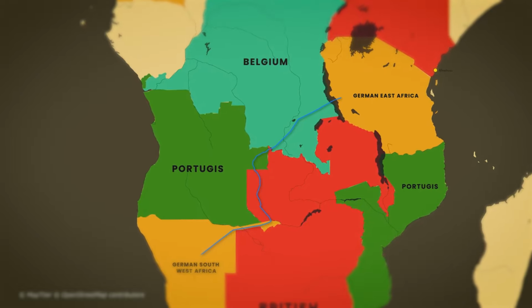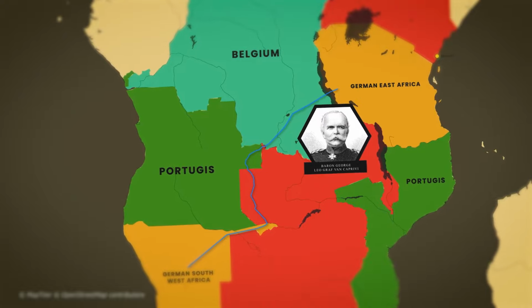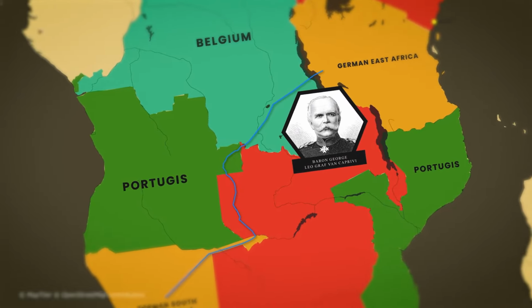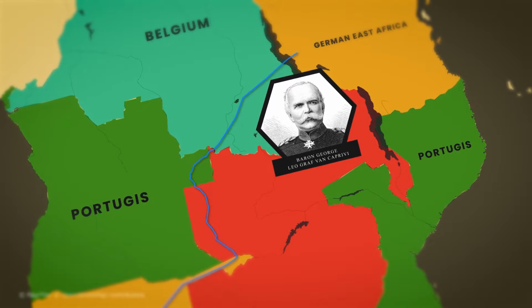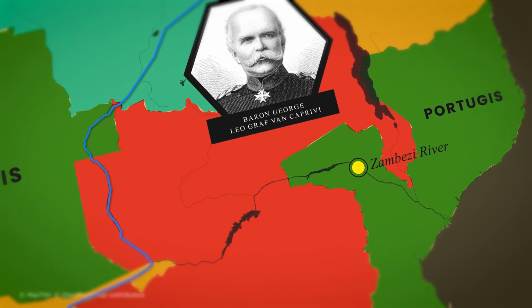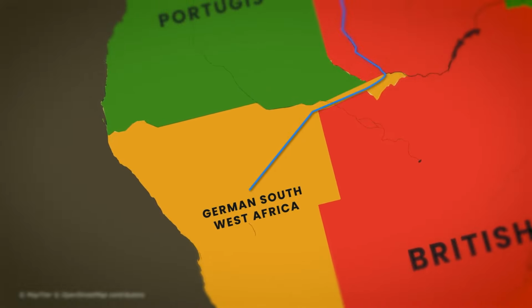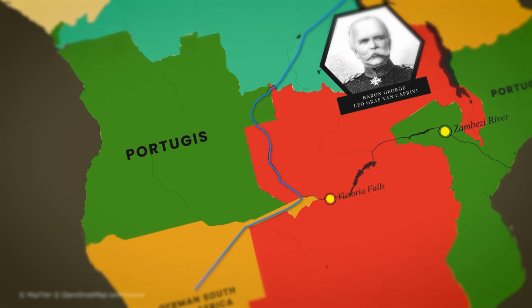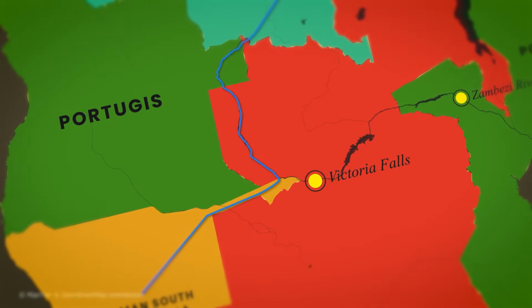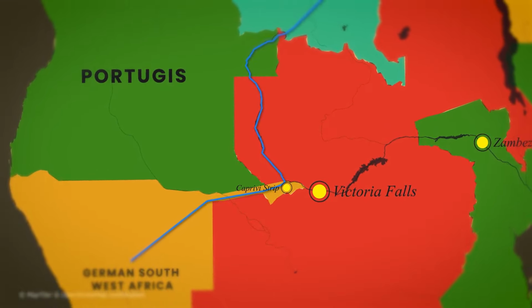of German Southwest Africa. This was the brainchild of Baron Georg Leo Graf von Caprivi, who had visions of it being a routeway connecting the Zambezi River and German Southwest Africa. However, his plans were confounded by the unexpected obstacle of the Victoria Falls. Today, this former German colonial possession still bears the name the Caprivi Strip.